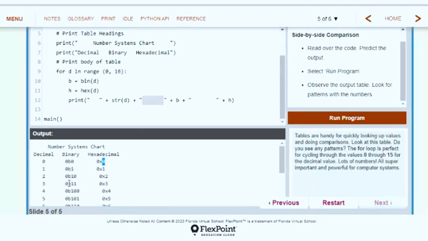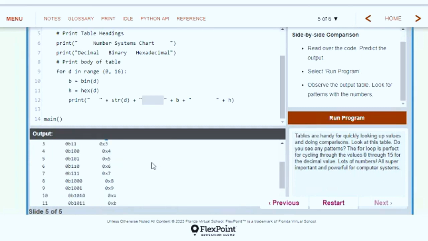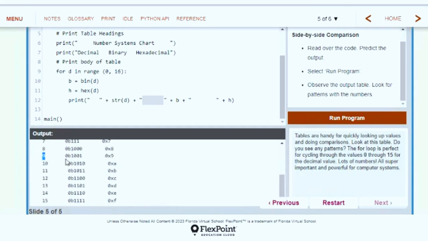0b tells us this is binary numbers. 0x tells us this is hexadecimal numbers. 1 is the same. 1, 1. But once you get to 2, it gets a little different. 2 is 10 in binary, but it's just a 2 in hexadecimal. And if you watch this, see the binary is going to have the 1s and the 0s added. Hexadecimal is going to be the same as decimal all the way through number 9, right? 9 is the same in hexadecimal.